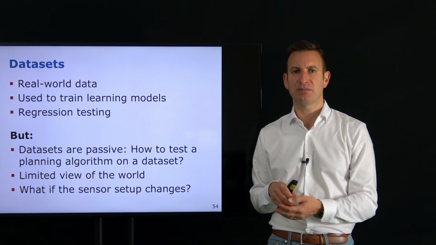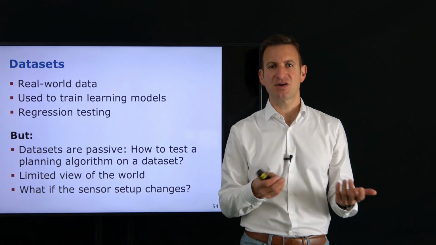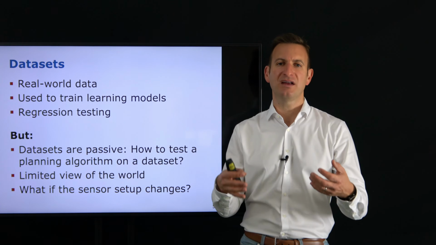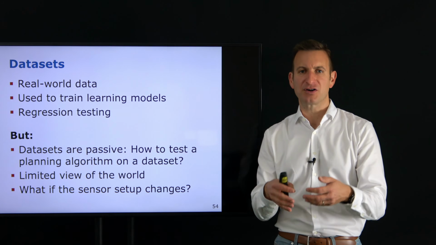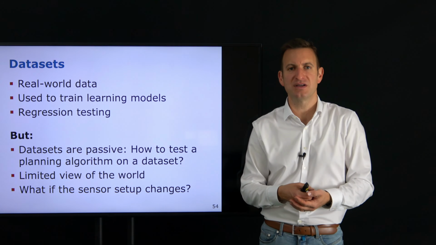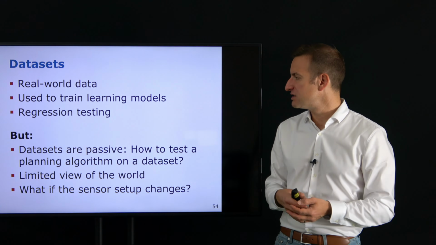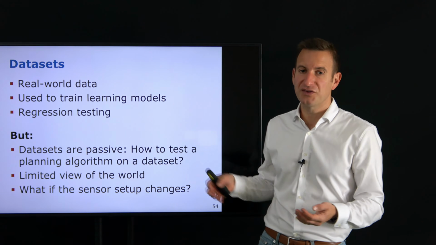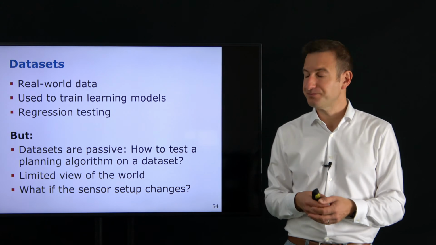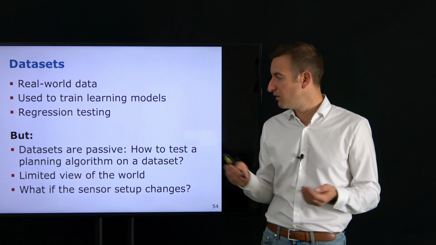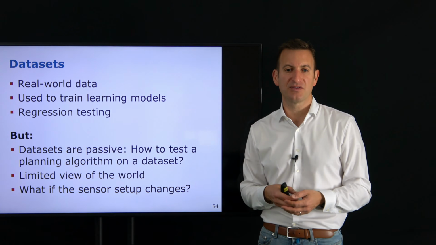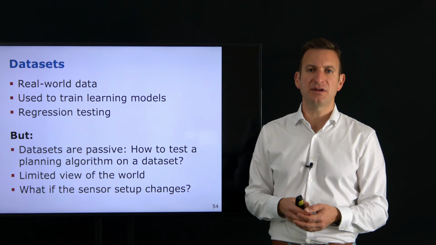How would they react to that plan? Because everything has been recorded in the past. It's passive. We can't change the active parts. We can't move the vehicle to a different situation in order to test how the system would behave. And that's one of the key limitations of the dataset. So they're not well suited for testing planning algorithms or generally active algorithms. Also, they provide only a rather limited view on the world.